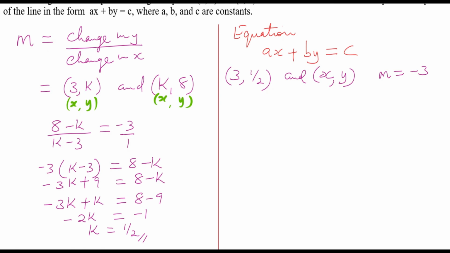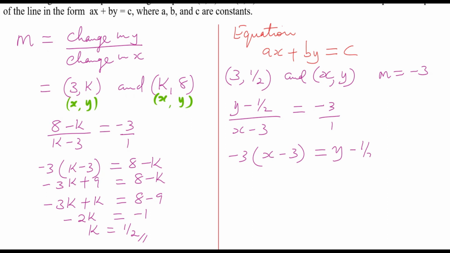So change in y, y minus 1/2, divided by change in x, x minus 3, should give the gradient, which is -3. Again, for us to get the equation here, you can cross multiply, so you put -3 over 1. So -3 multiplied by x minus 3 equals y minus 1/2 multiplied by 1. This gives -3x plus 9 equals y minus 1/2.